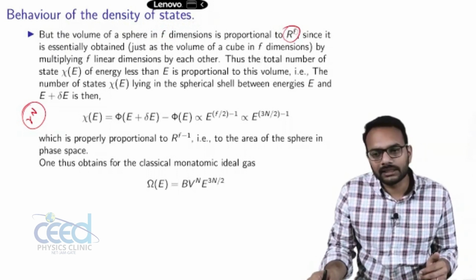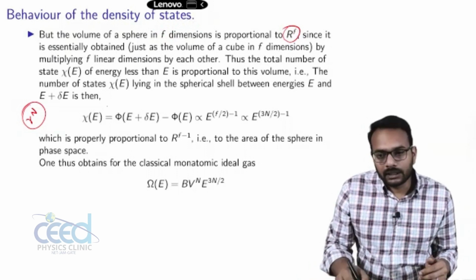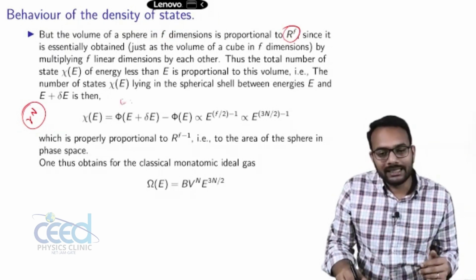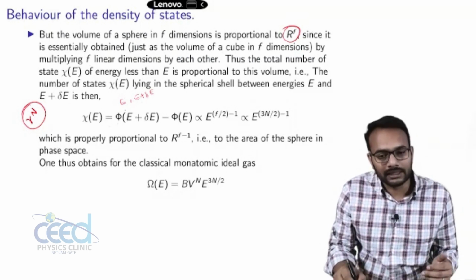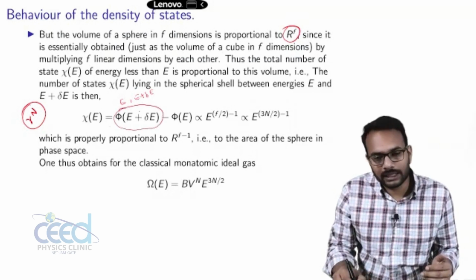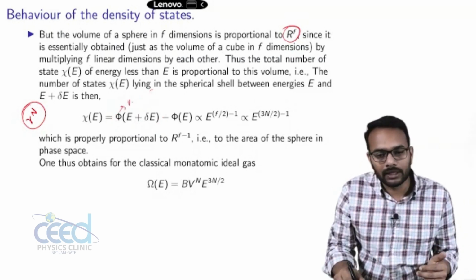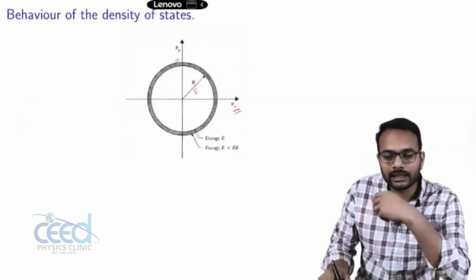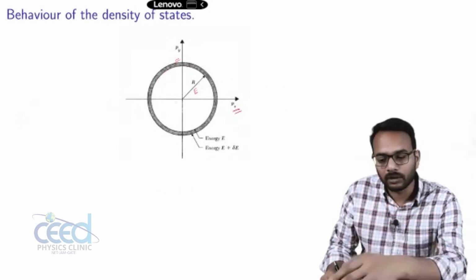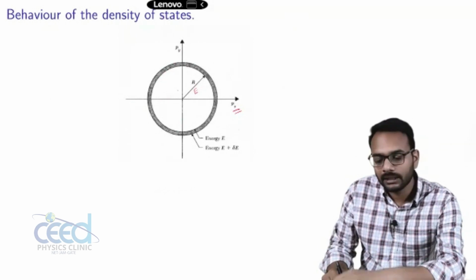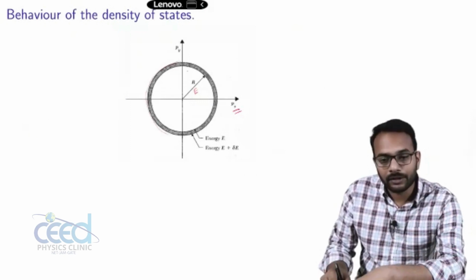We need only this dependence. All right, so the number of states, or the volume between E and E plus delta E in the momentum space, we can write as chi of E. We'll write the volume corresponding to a radius determined by E plus delta E. Here phi is the volume, the total volume of the sphere. Phi of E plus delta E is the volume of the full sphere, and phi of E is the volume of the inner sphere.